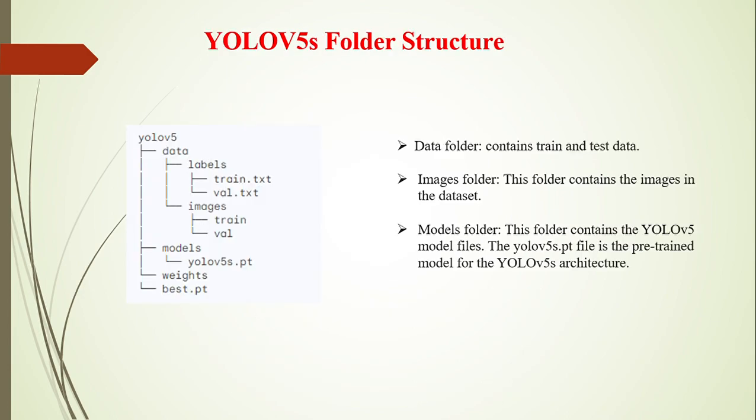This is the YOLO v5S folder structure. The data folder consists of the train and the test data, which has the labels and the images folder. The images folder consists of the images of the data set, and the labels folder consists of the corresponding labels of each image. The models folder consists of a file called YOLO v5s.pt. The YOLO v5s.pt file is the pre-trained model for the YOLO v5s architecture.